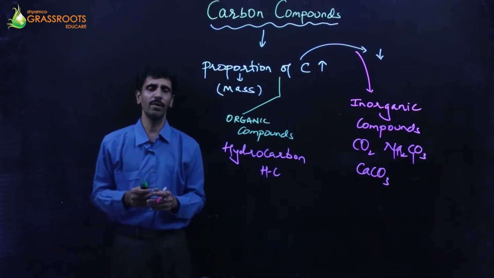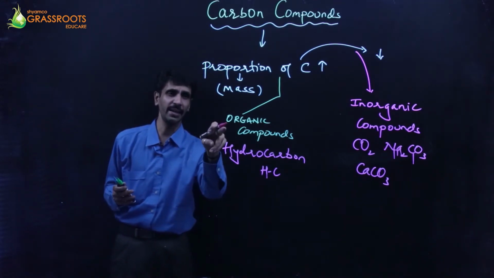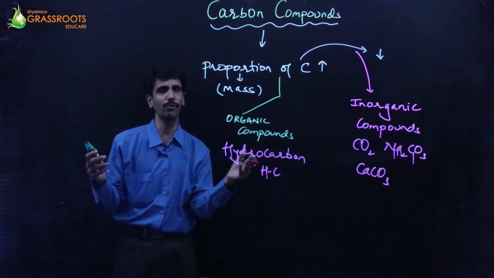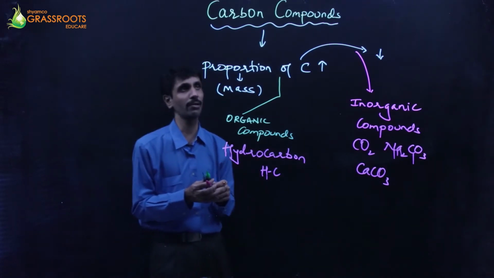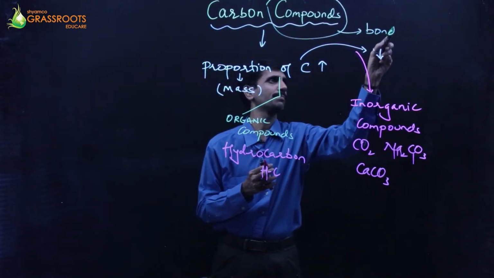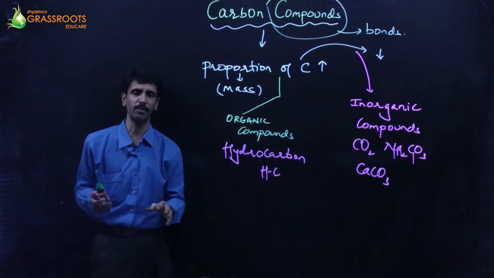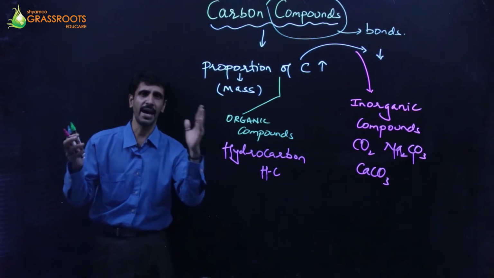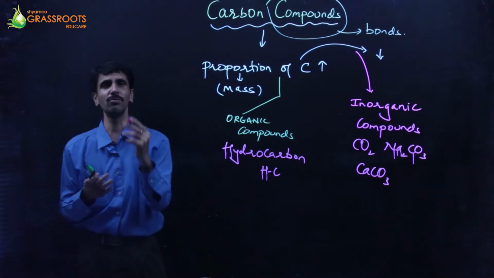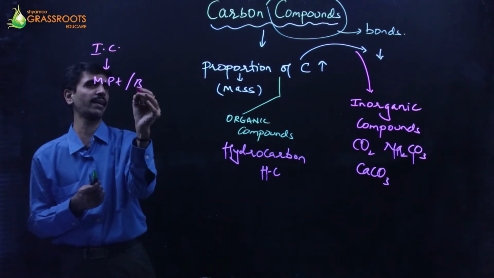So normally, whenever we talk about carbon compounds, by default we are hinting at organic compounds. Now, how to go about the bonding? Because I already told you that whenever I talk about this word compound, I am going to talk about bonds. Now, in the previous chapter, which was metallurgy, we talked about ionic compounds as well. There I told you that ionic compounds, which I write as IC, have a very high melting point and boiling point.